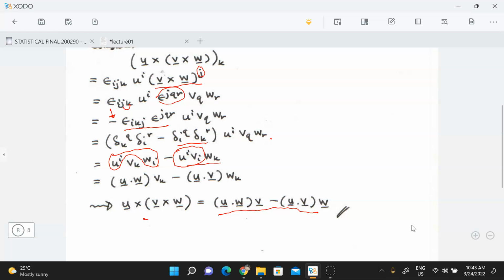For this, I need you to go through it so that you are comfortable doing these manipulations with indices. I'll give you some exercises later on for the assignment. So I think I will stop there for today. It is only lecture one.